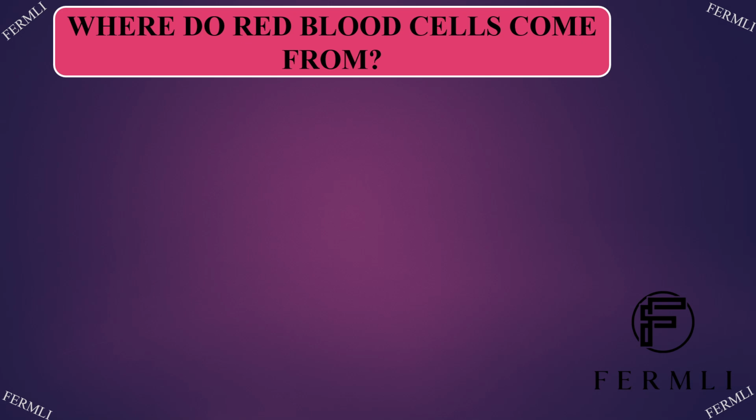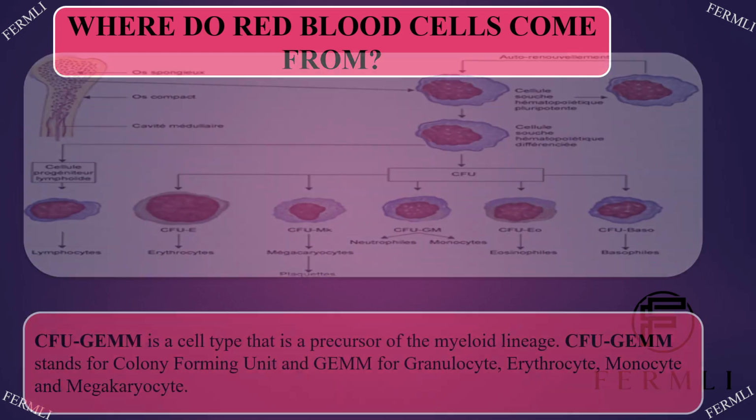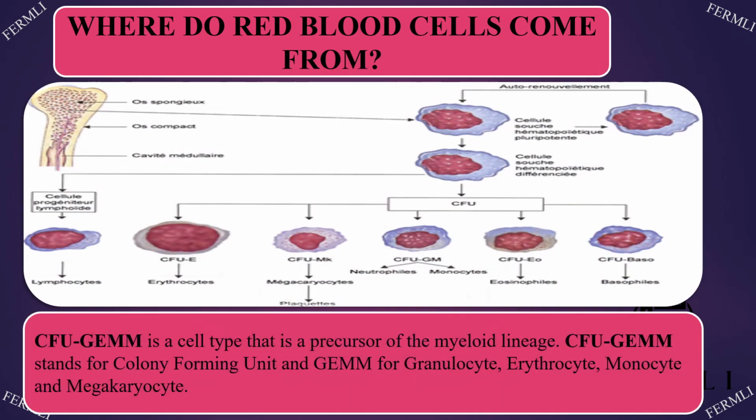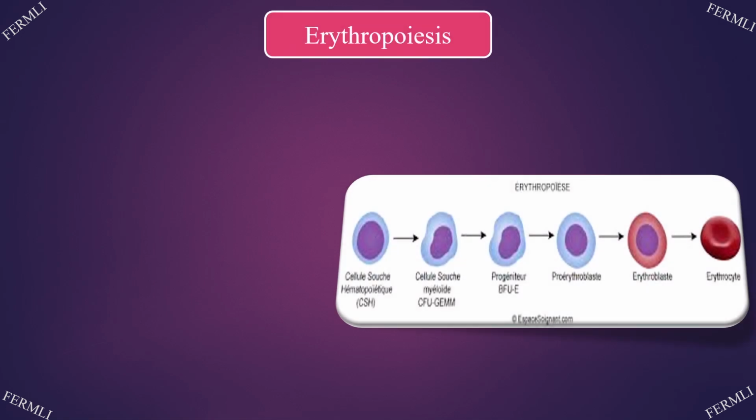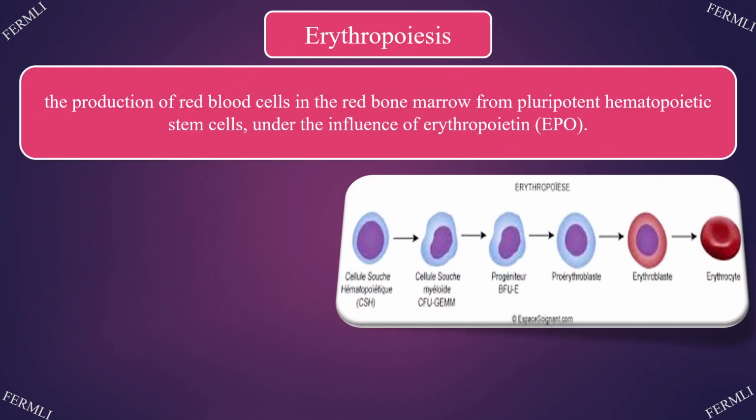Where do red blood cells come from? CFU-GEMM is a cell type that is a precursor of the myeloid lineage. CFU-GEMM stands for colony-forming unit, and GEMM for granulocyte, erythrocyte, monocyte and megakaryocyte. Erythropoiesis: the production of red blood cells in the red bone marrow from pluripotent hematopoietic stem cells, under the influence of erythropoietin, EPO.